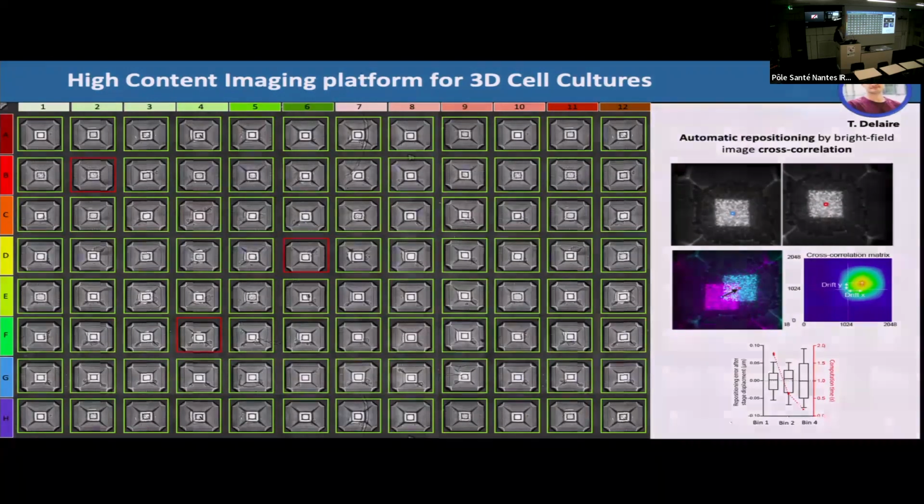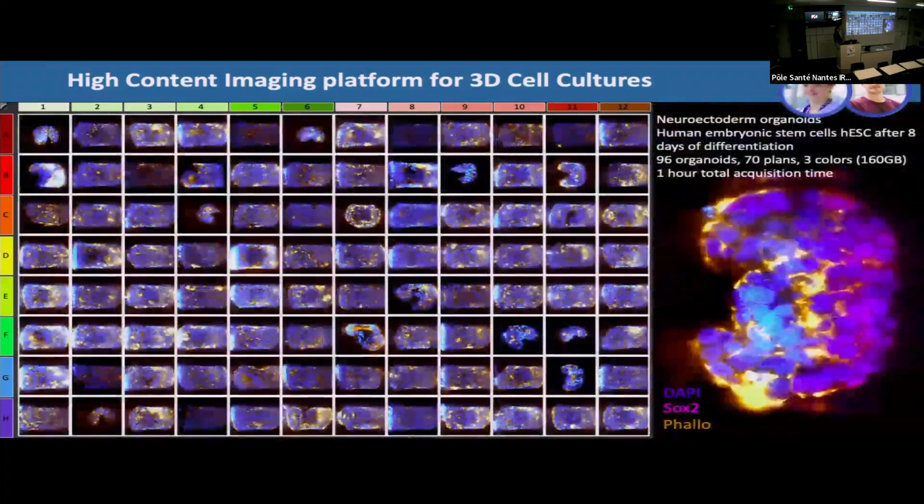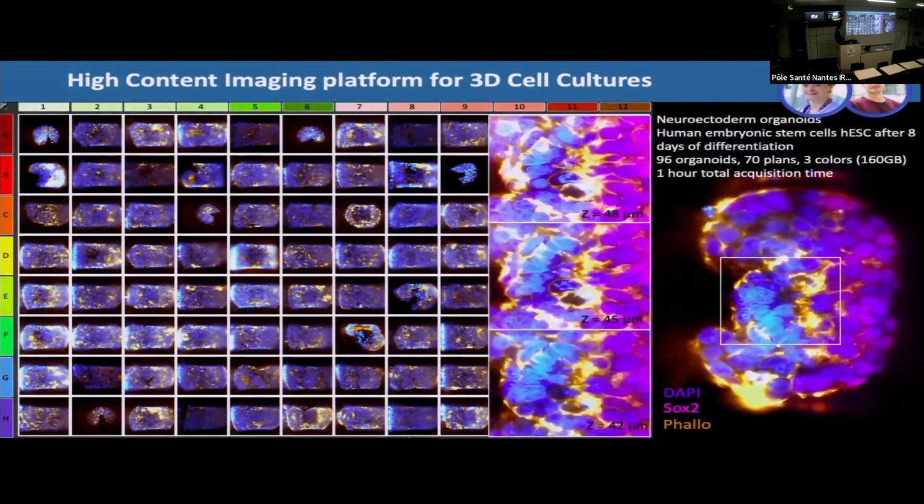And then altogether this demonstrates that we really now have a functional high content imaging platform. And here, this is one of the first images that we did, of human embryonic stem cells after several days of differentiation, so we could collect hundreds of organoids in less than an hour, in 3 colors, and in a 3D volume of about 70 to 80 micrometers thick. So it's really a big breakthrough here. And then the thing is that we have subcellular details.